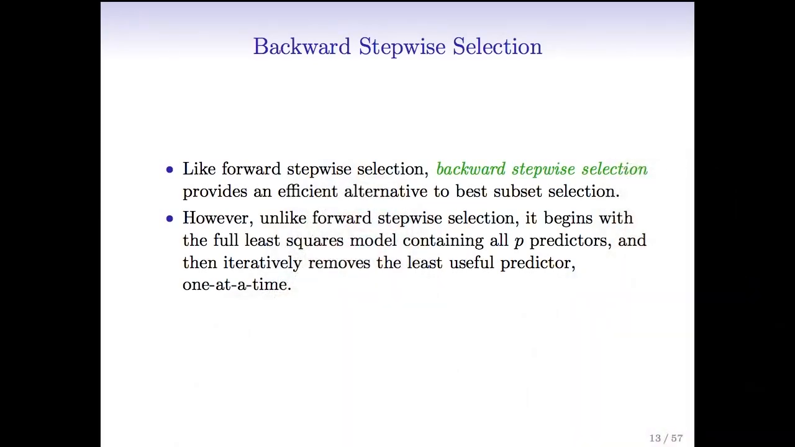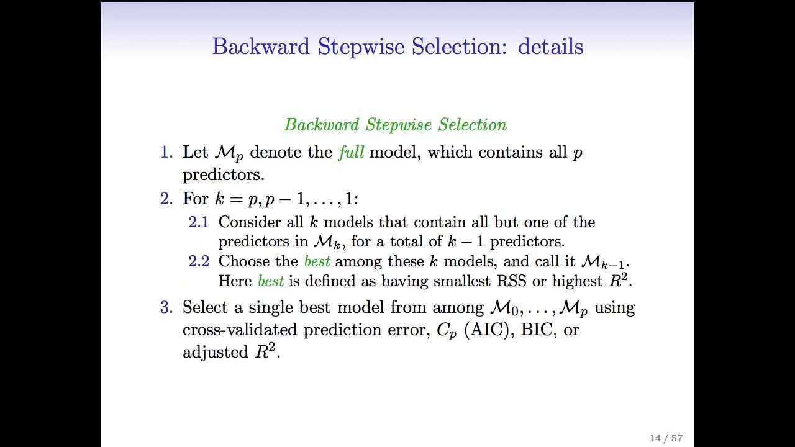And in contrast, for backward stepwise, we're going to start with MP, which is the model containing P predictors, and we're going to remove predictors one at a time, until we get to M0, which is the model with just an intercept. So in a little more detail, we start with MP, which is just the regular least squares model if you didn't do any feature selection and you just wanted to use all of your predictors.